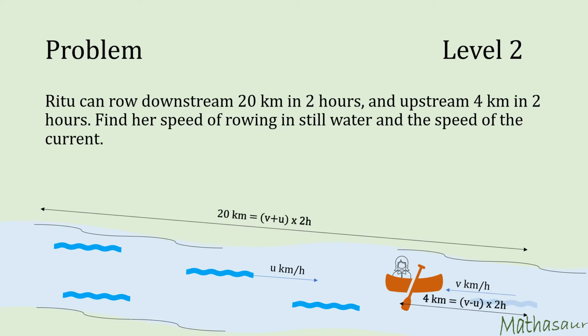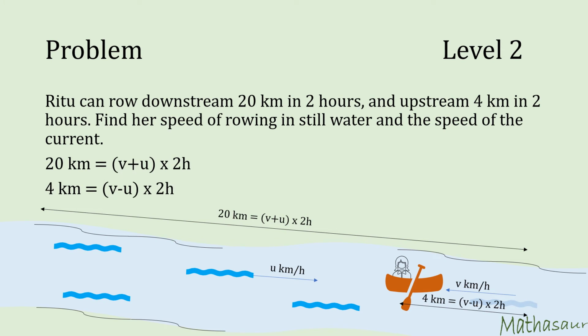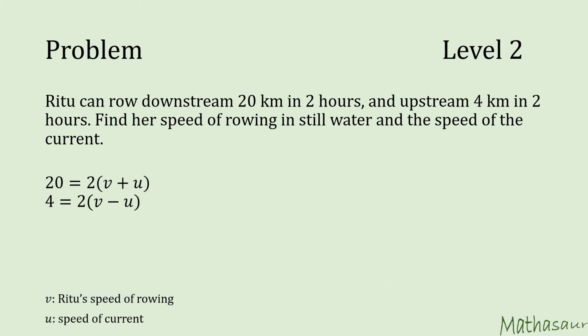And now, since her speed is going to be reduced, we would write v minus u as her speed. Now we have a pair of linear equations in two variables, v and u. Let us solve for v and u. We can easily eliminate one of the variables by adding these two equations. So let us use the elimination method and get v equals 6.